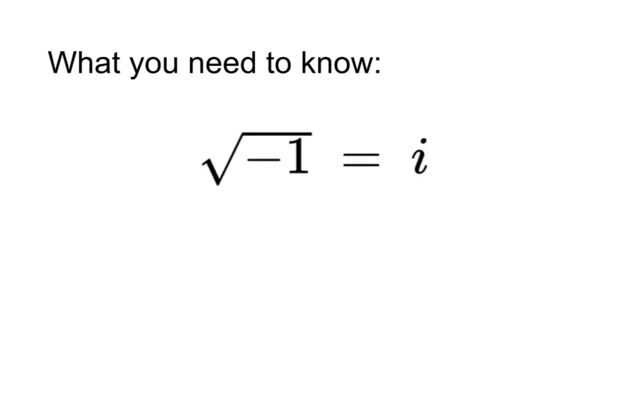The one piece of information that changes everything and opens up a whole other area of math is that the square root of -1 is defined as i for imaginary. We can't do the square root of -1 within real numbers, but we're going to call the square root of -1 i for imaginary. And that opens up a whole other area of math that we can explore.